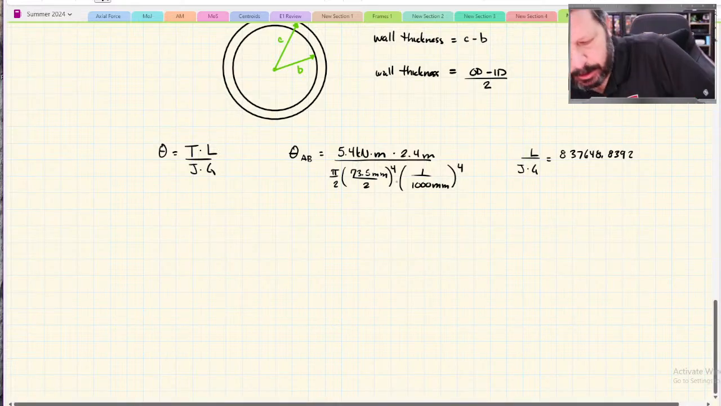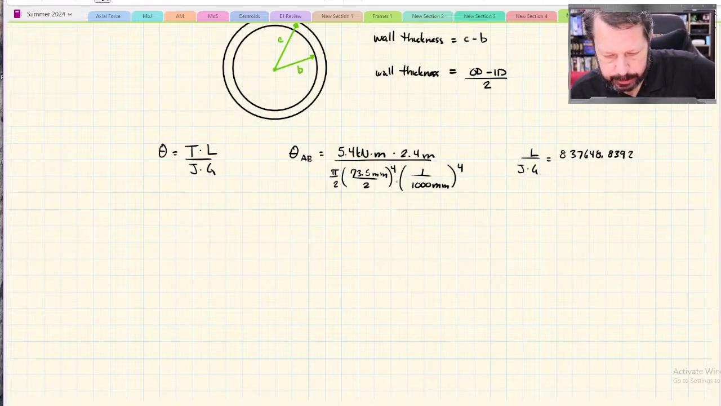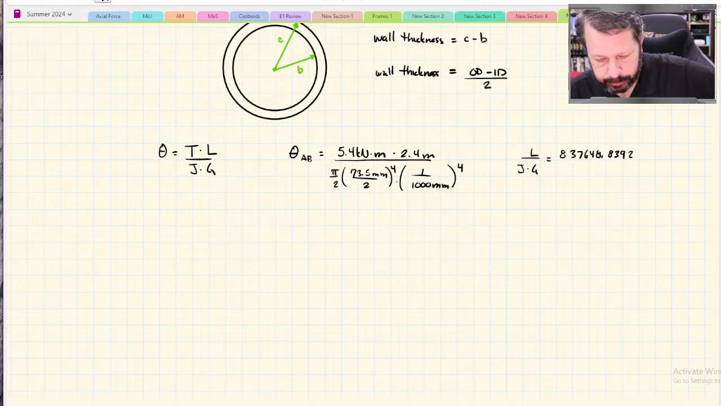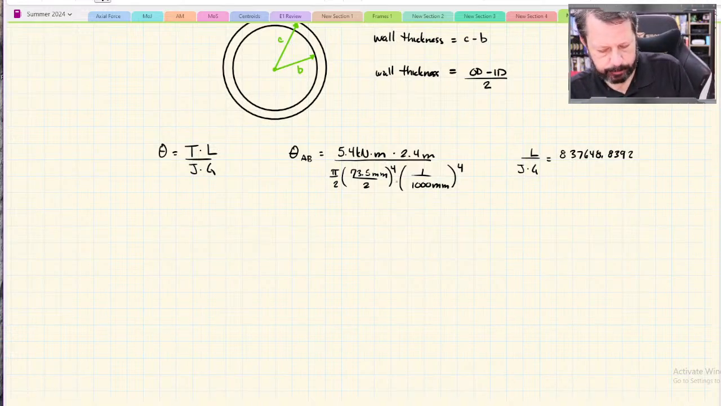Something. TL over JG, those are meters. Torque is kilonewton meters. It is solid, so pi over 2 times c to the fourth. Because that's going to give me way more radians than I would need. So what am I doing wrong?